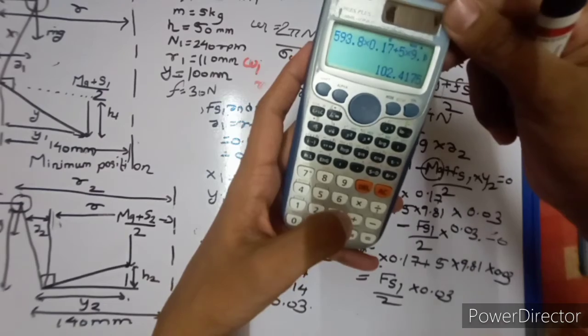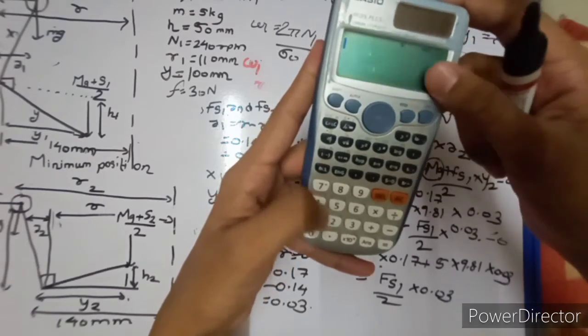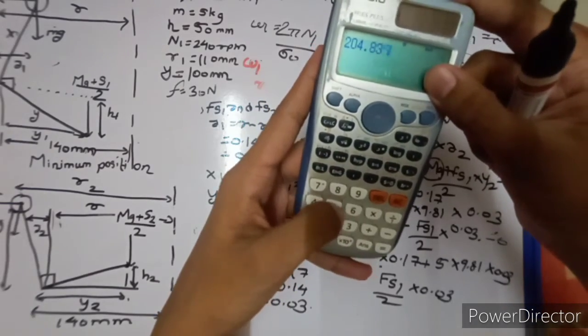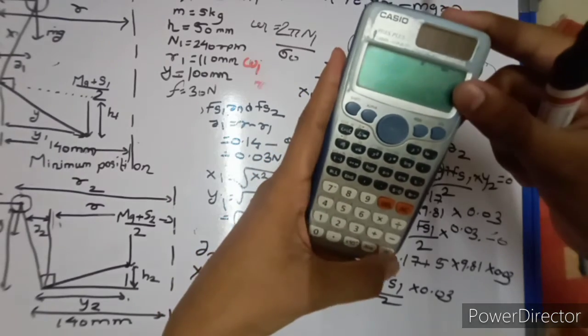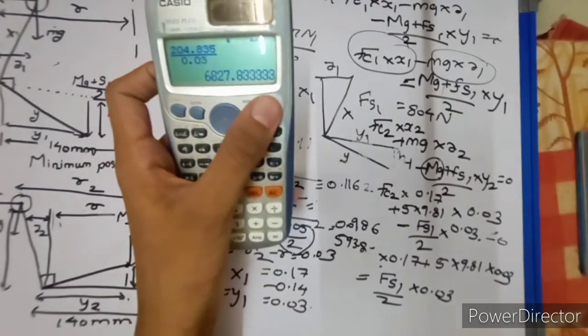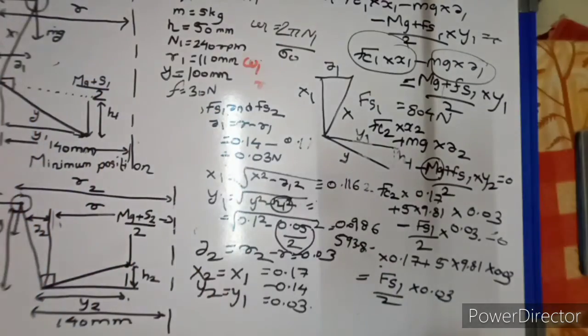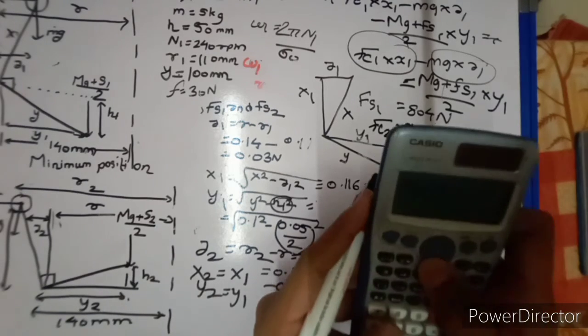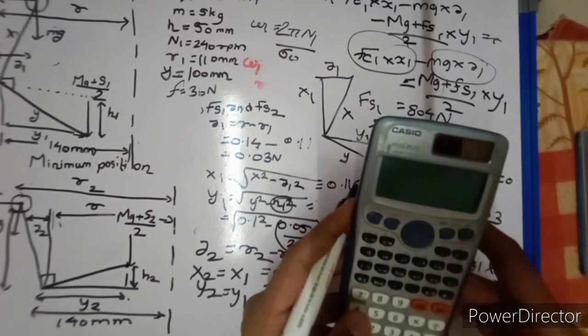Okay, 102.41 into 2, 204.835. I should be right, if there will be some mistake. Okay, there is some mistake here. Y2, just a minute. Y2, oh, extremely sorry. Y2, A2 is 0.03, Y2 is 0.0986. So just a minute. There is 0.0986.